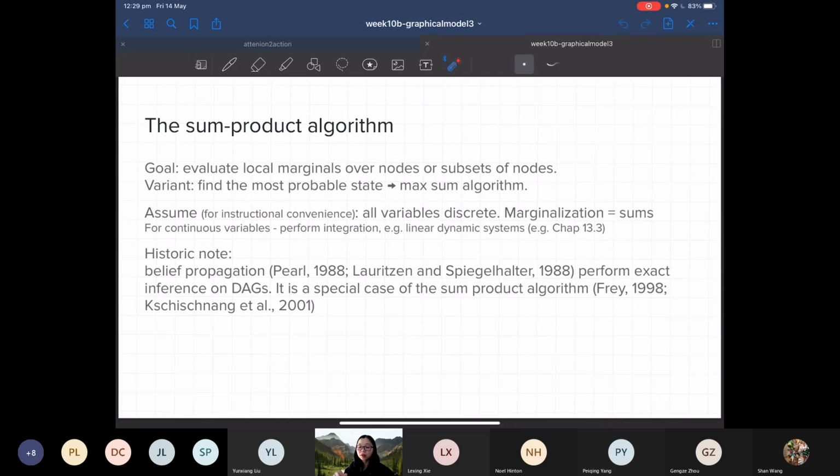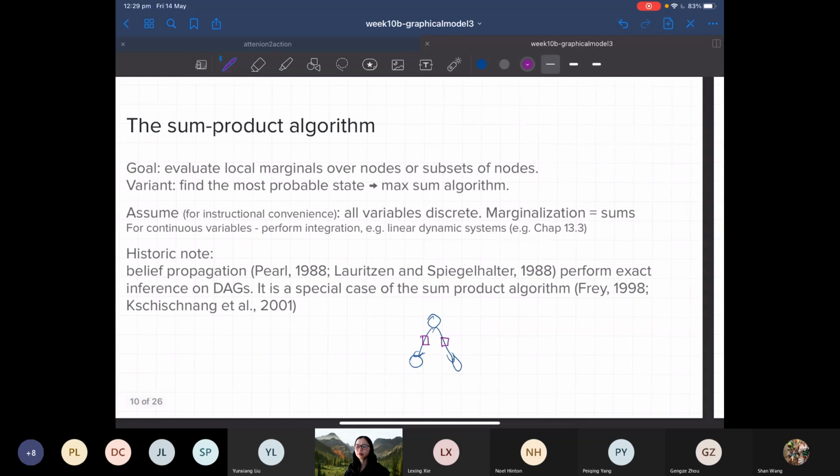As you can imagine, for Bayes nets, belief propagation works like this: if we have a tree, we can simply put a factor on each edge. And if the Bayes net is a DAG, then the resulting factor graph is still a tree, or a polytree.